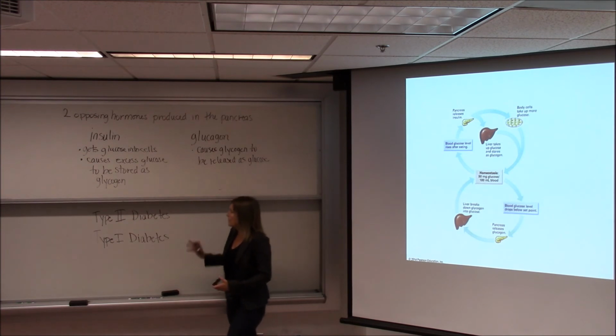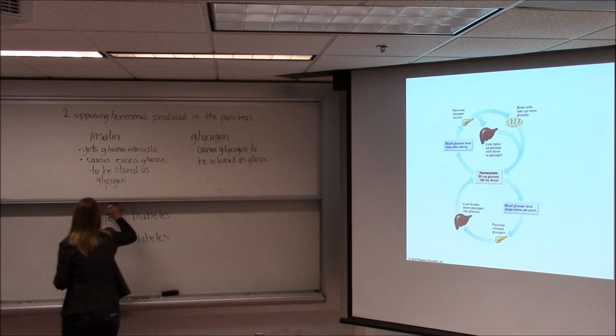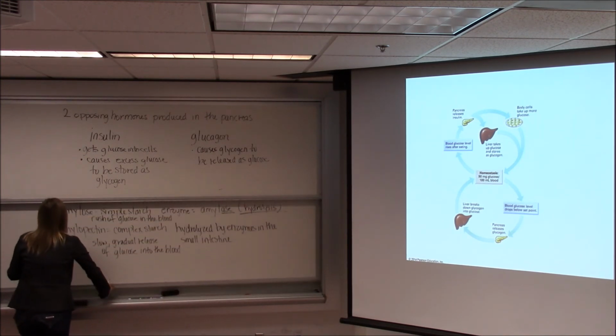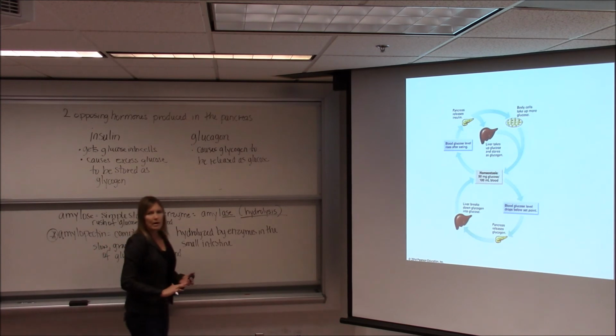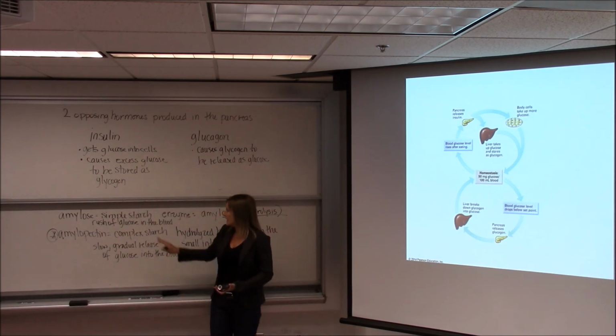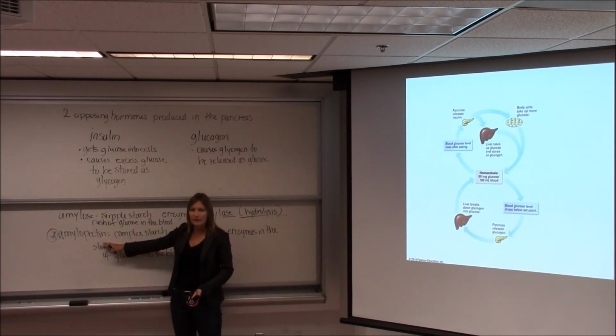So that's why it's important to understand the difference between simple and complex carbohydrates. So much better to eat complex carbohydrates, brown rice, whole wheat pasta, things that have amylopectin as their source of carbohydrates rather than this simple starch.